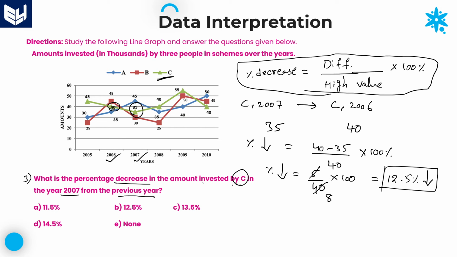The percentage decrement of the amount invested by person C in the year 2007 as compared with the previous year, 2006. Therefore, our required answer is 12.5 percentage. Among the options, option B is the right answer for this question, option B.